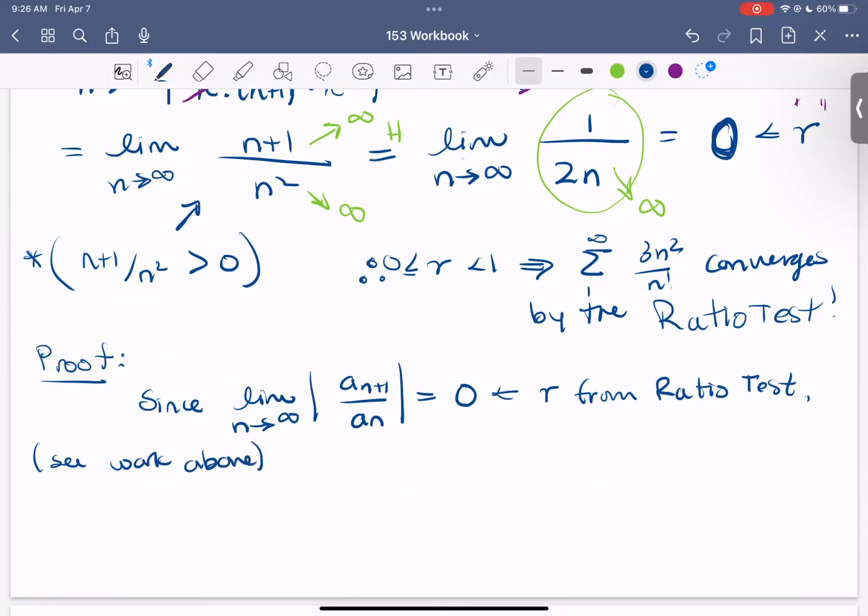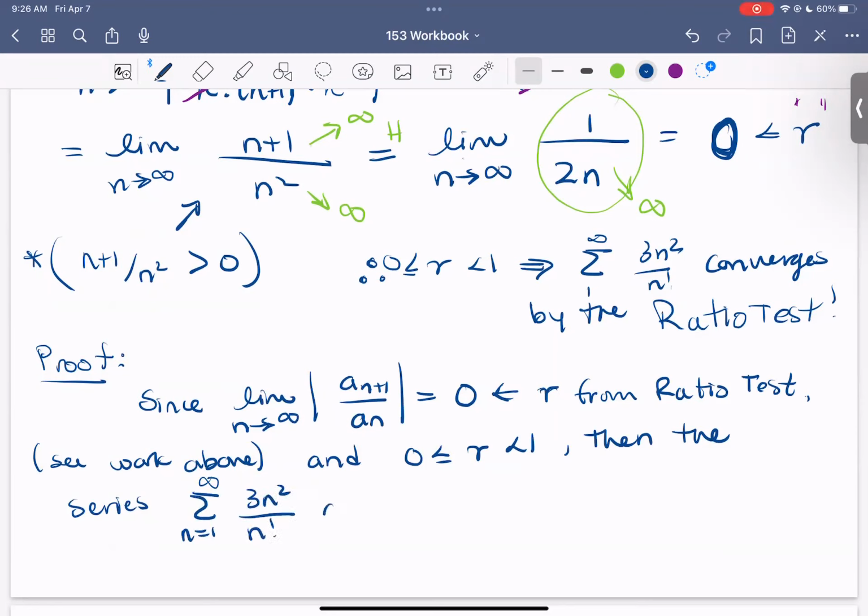So since that limit is 0, where the 0 is the R from the ratio test, and that R is greater than or equal to 0, but less than 1, then the series, that is the sum from n equals 1 to infinity of 3n squared over n factorial, converges by the ratio test. Done. So there is our proof.